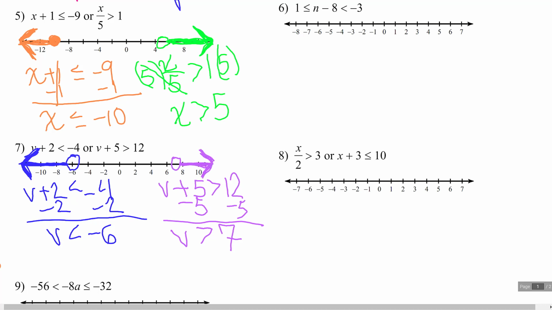Okay, so we're following the same process each time. We're solving the inequalities and then graphing the solution set.